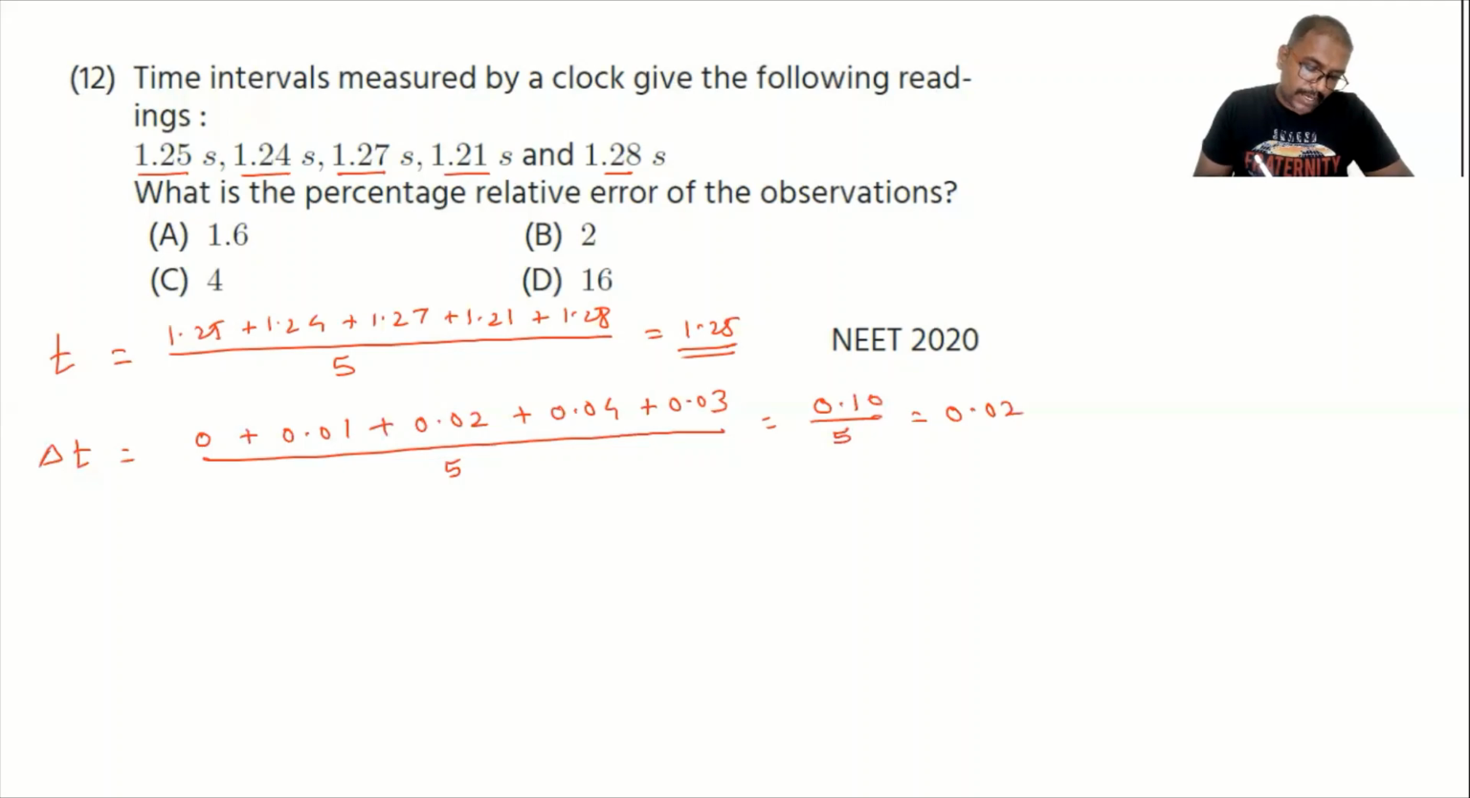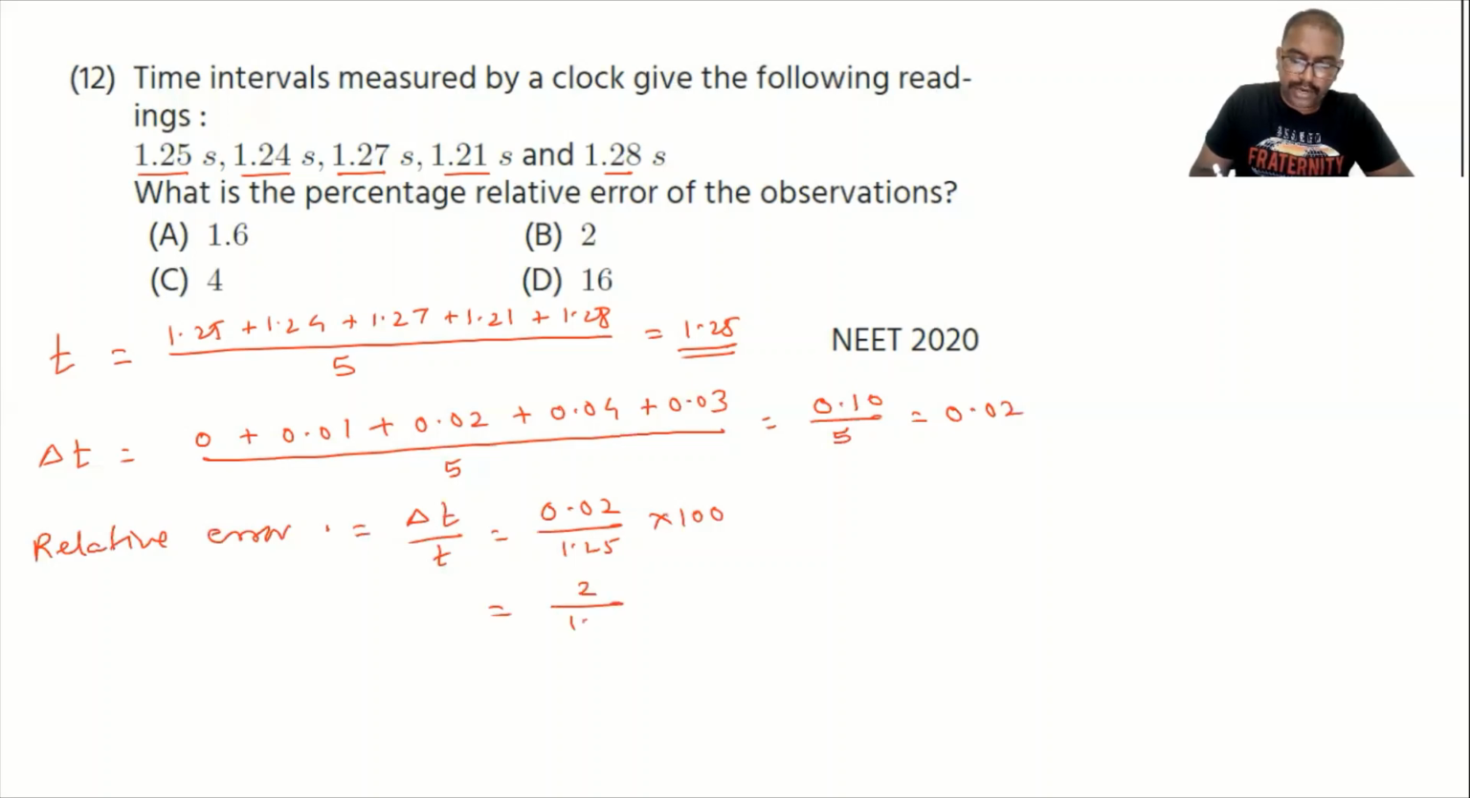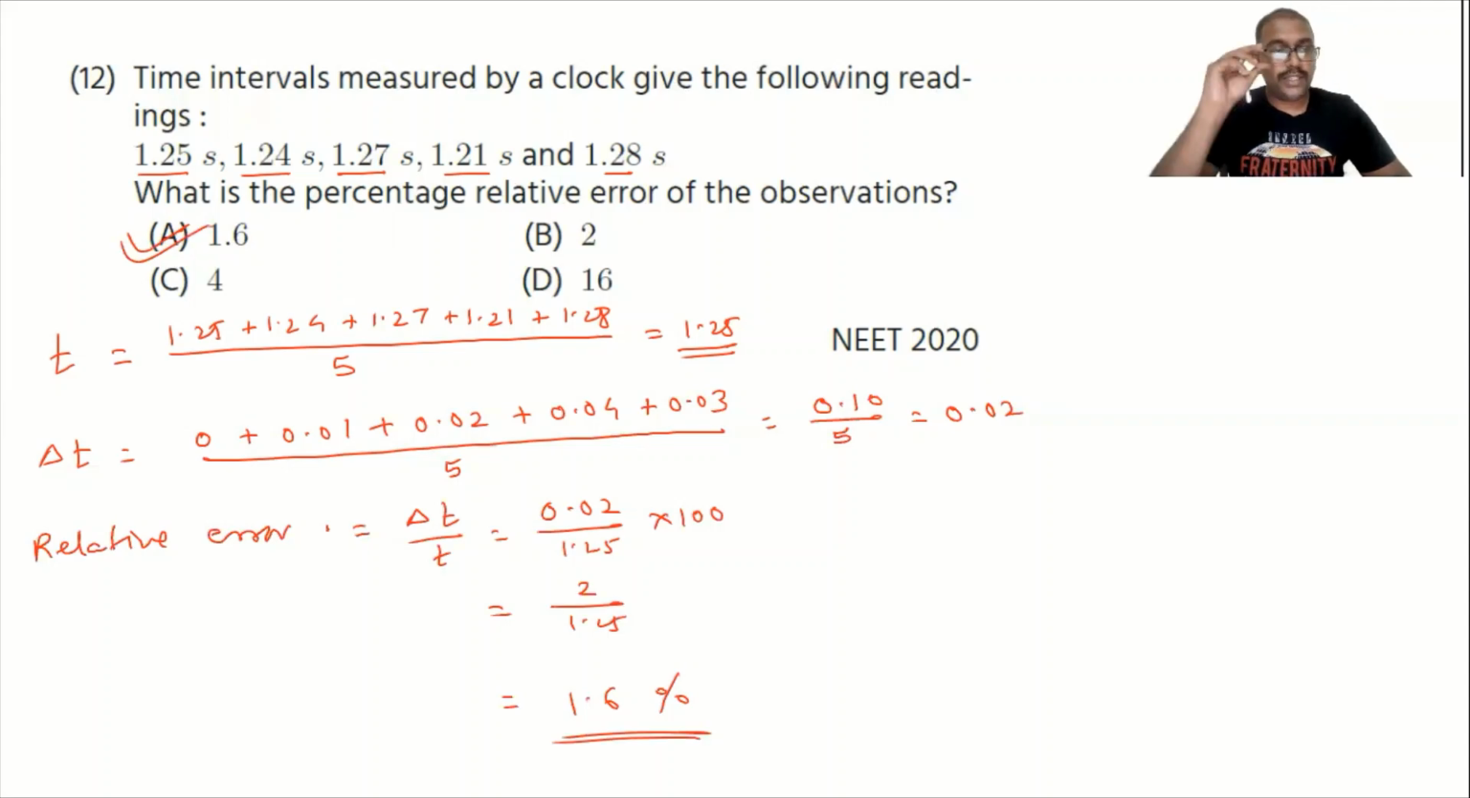Then relative error. We write relative error in percentage, so we only have to multiply delta T by T by 100. So 0.02 by 1.25, multiplied by 100, we can write it in percentage. 2 divided by 1.25 is slightly less than 2, it is 1.6. So 1.6 percent is the answer, which is written in option A. So option A is the correct answer for this MCQ.